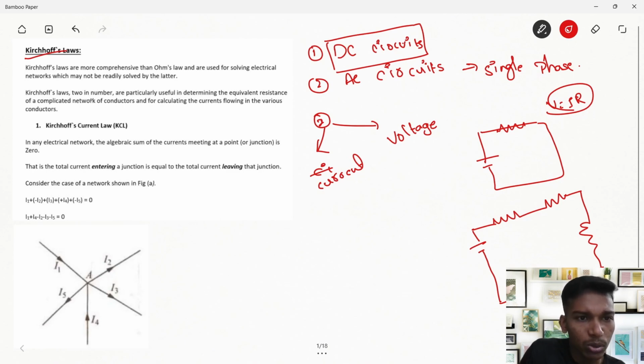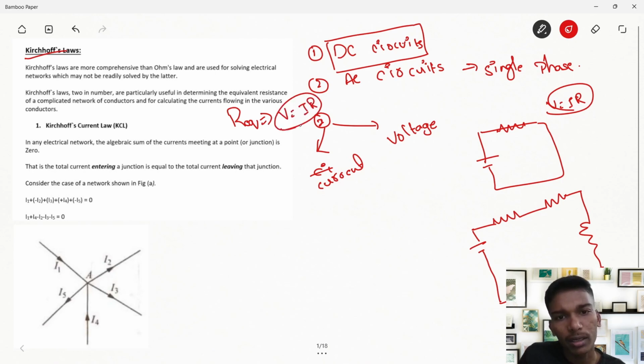Kirchhoff's laws, two in number, are particularly useful in determining the equivalent resistance of a complicated network of conductors and for calculating the current flow in the various conductors. Kirchhoff's laws are mainly useful for finding R equivalent. By using this R equivalent and Ohm's law, V is equal to IR, we will find the current through the circuits. This is the basic motto of Kirchhoff's laws. We have two Kirchhoff's laws, right?